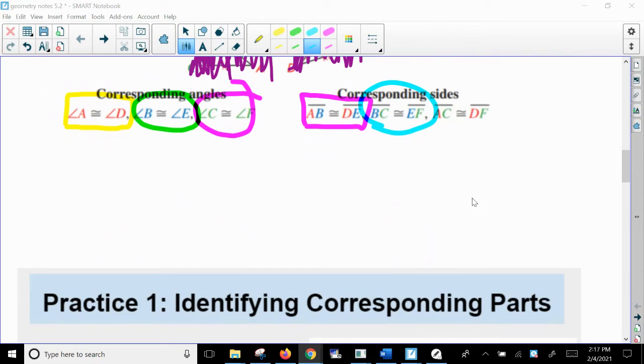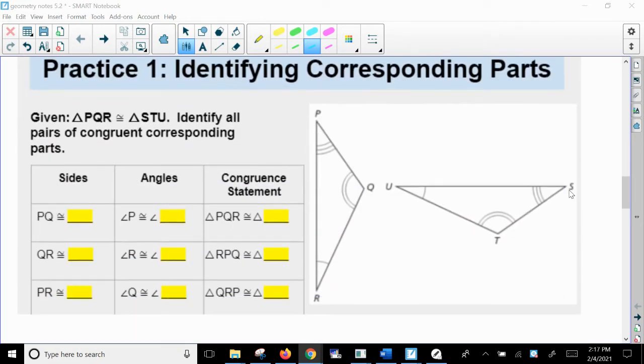Yeah, all that jazz. So right here, identifying corresponding parts of congruent triangles. So we know that these triangles are congruent. That's what it says right here: triangle PQR is congruent to triangle STU. I'm going to identify my corresponding pairs of congruent sides and angles. So I'm going to start with sides. Side PQ is matching side ST.